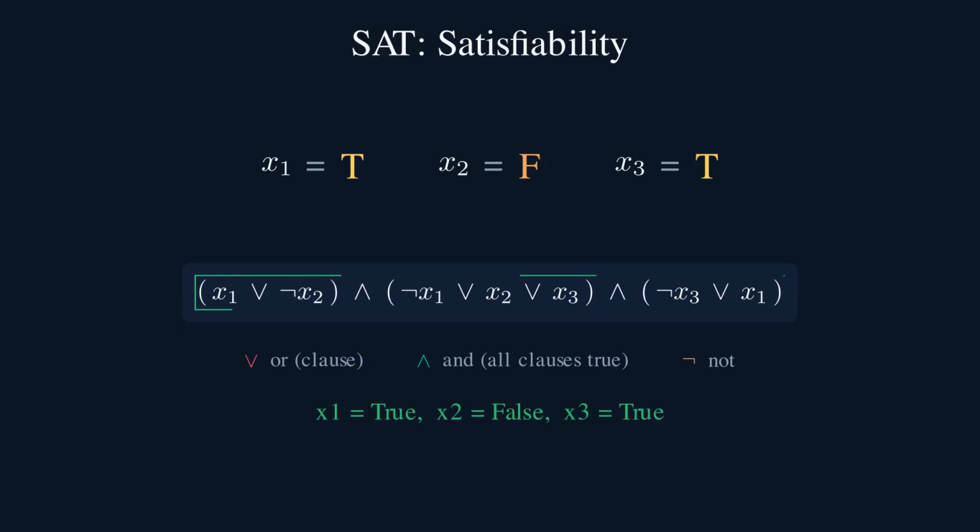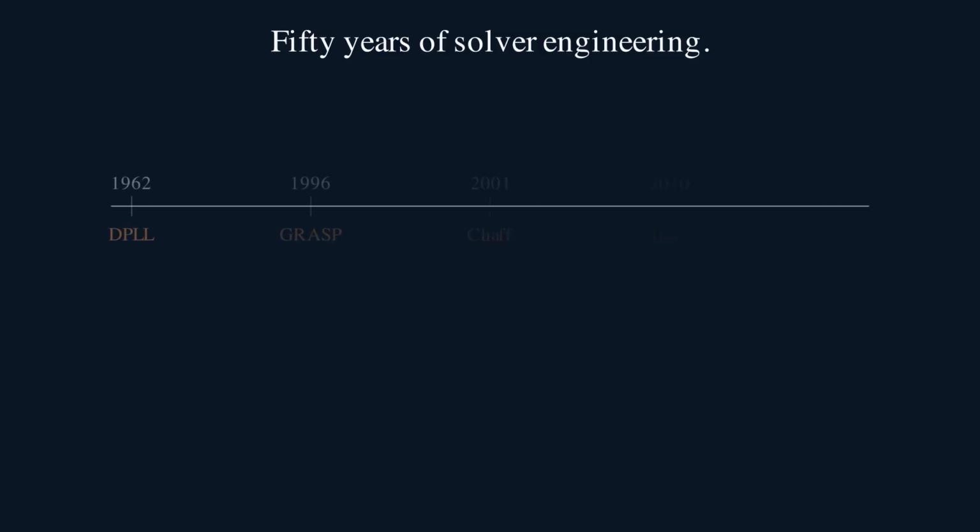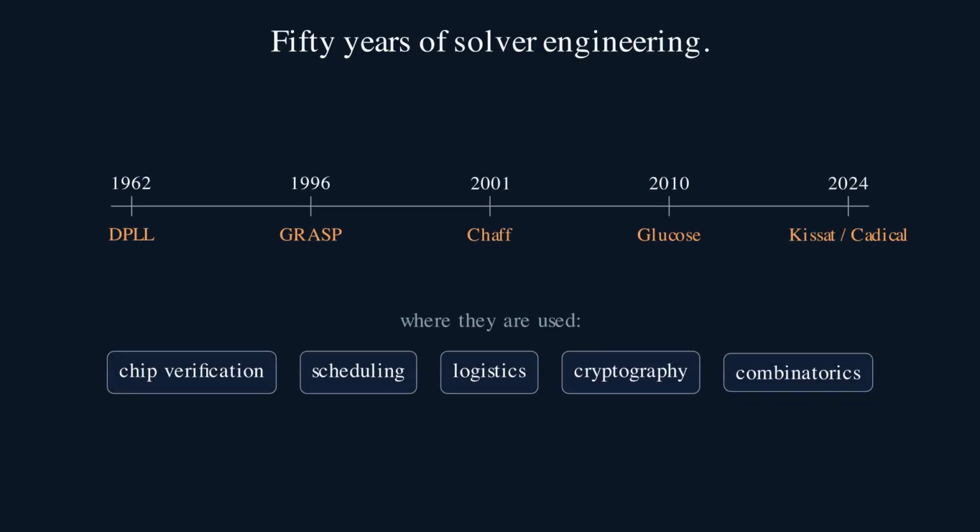Here is a 3-variable example. One assignment of trues and falses satisfies all 3 clauses. The solver's job is to find such an assignment or to prove none exists. That description sounds almost too simple to be useful. It is not. SAT solvers have been sharpened for about half a century. The modern ones chew through millions of variables and billions of clauses. They verify chip designs, plan logistics, break cryptographic puzzles, and crack combinatorial questions that nothing else can touch. Solver engineering is still a live research area.